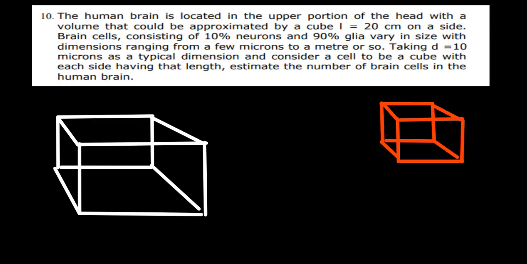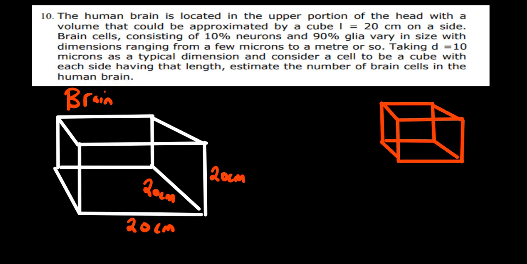Okay, now we've got this. So the human brain, let's say this is the brain. Then we've been told that it is located in the upper portion of the body with a volume that could be approximated by a cube of 20 centimeters on each side. Because it's a cube, it has the length, the width, the height. They told us 20 centimeters on each side, so all the sides are going to be 20 centimeters. That is the brain.